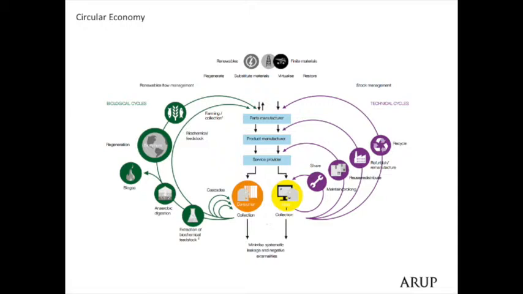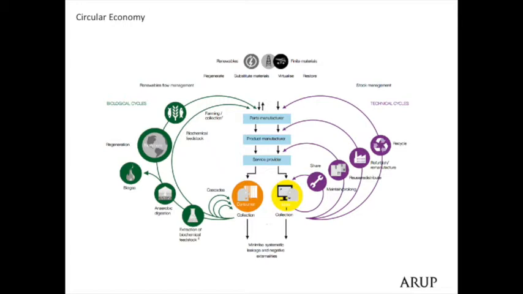This is a diagram by the Ellen MacArthur Foundation, and it illustrates the core principle that material cycles can be divided into 2 integrated cycles or loops. On one side is the biological cycle, where all resources can be safely disposed to the biosphere at the end of their life. And then there is the technical cycle, where materials or products can be remanufactured at the end of a life and get a new life.